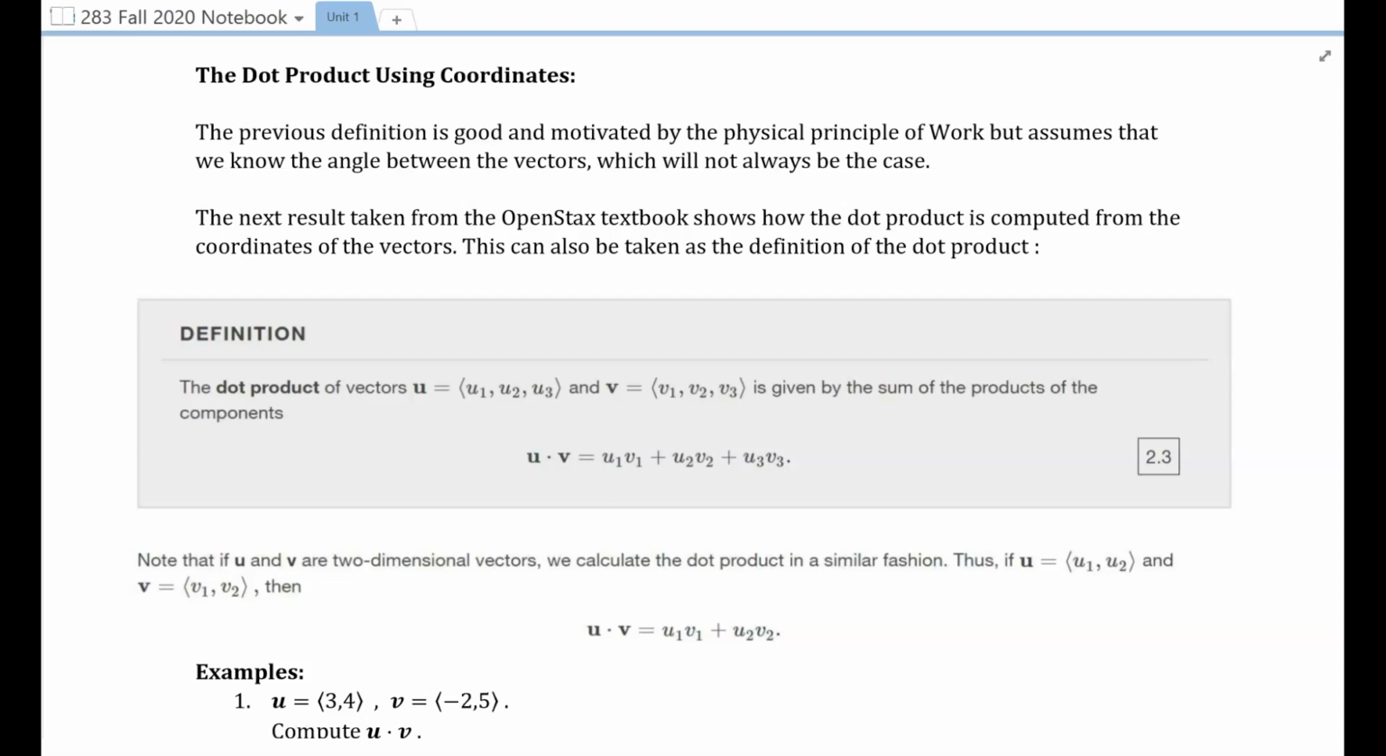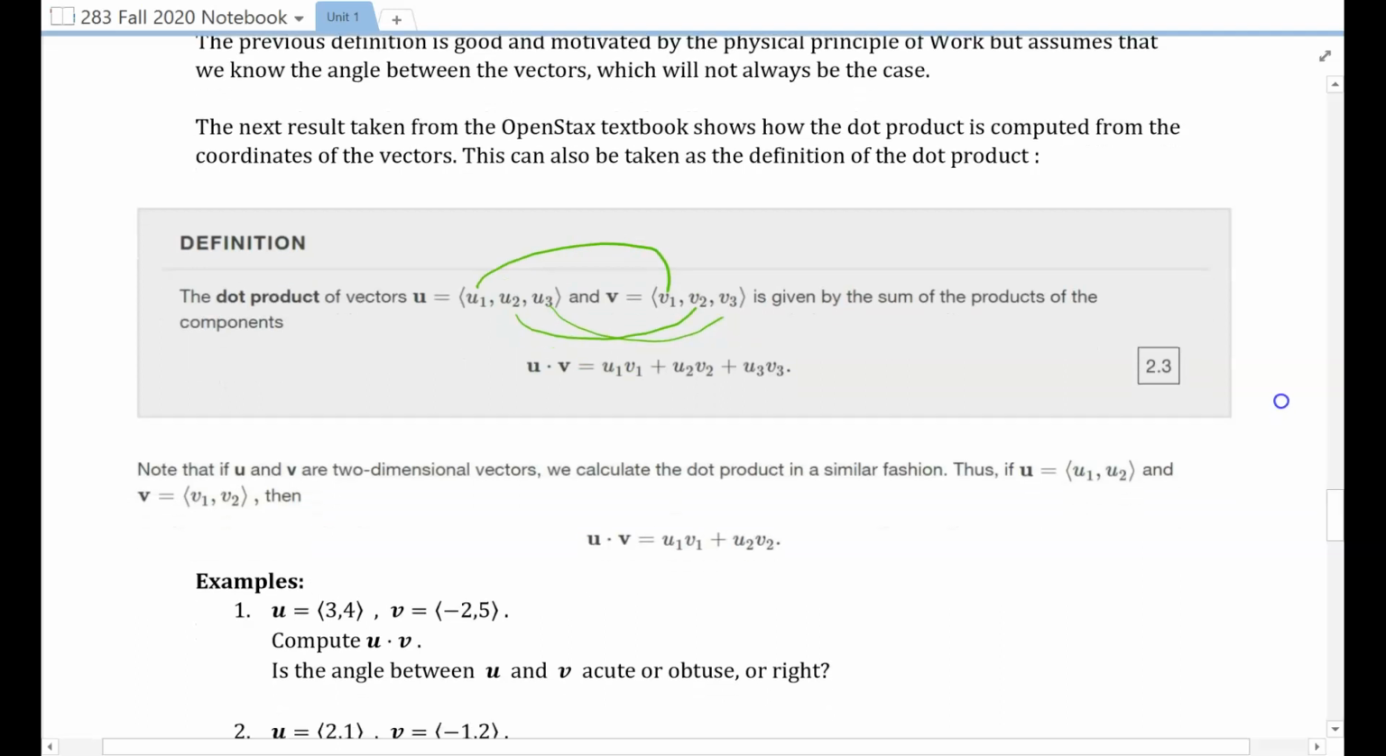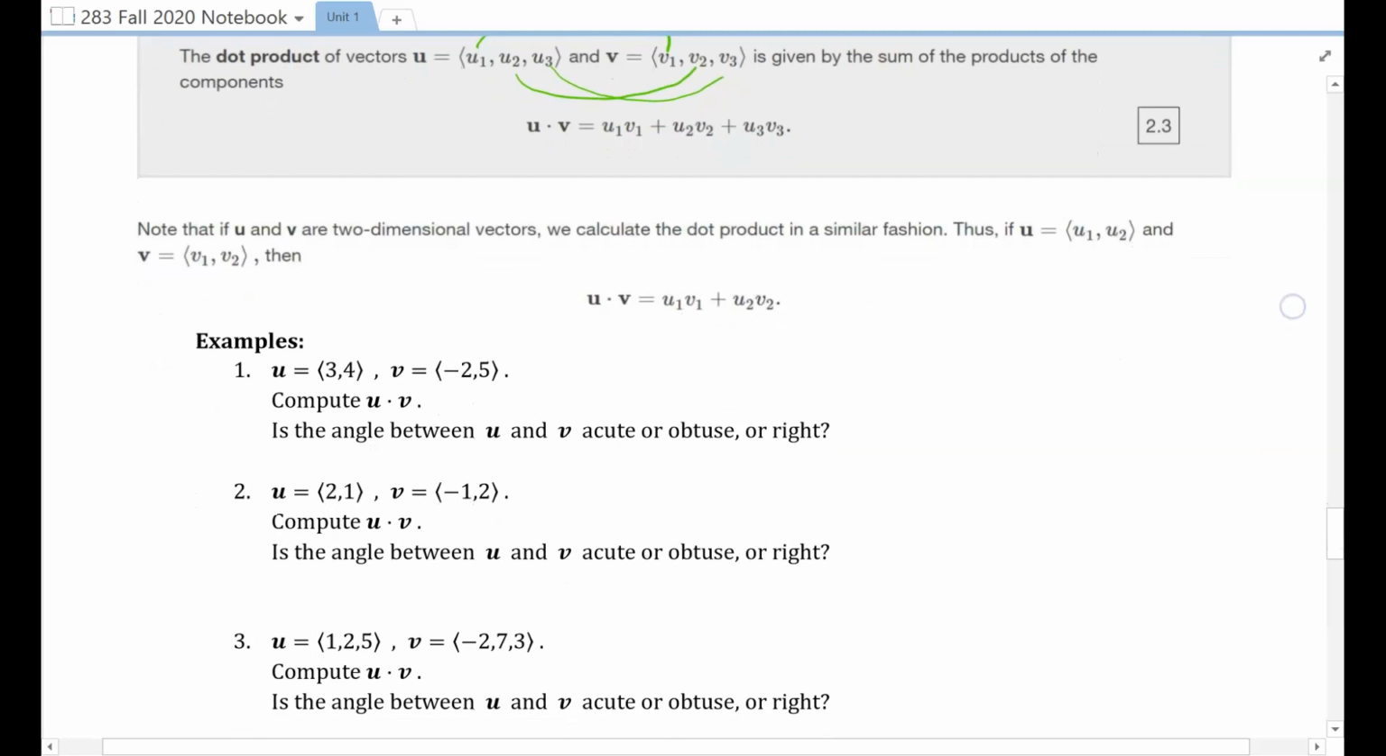But this next result I took out of the OpenStax textbooks that we're referencing. It says if you have two vectors u and v, given as three-space vectors, then the dot product is determined by multiplying the first components together, multiplying the second components together, and also multiplying the third components, and then adding the results. That's again going to be a numerical quantity, not a vector quantity. If you're just talking about two-space vectors, then you only multiply the first and second components, and then add. That's certainly a simpler formula to work with if we know the components of the vectors. So let's get a little bit of practice with these.